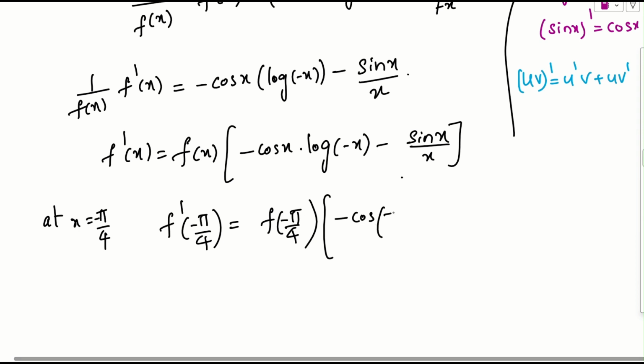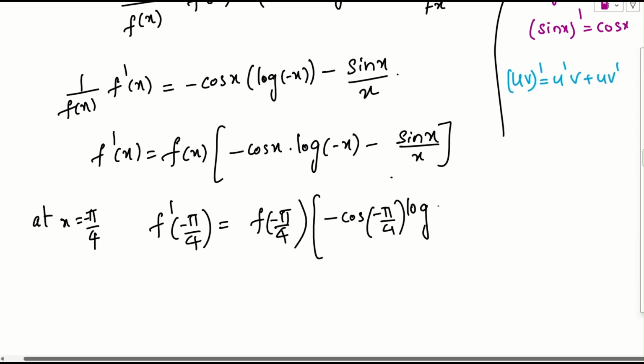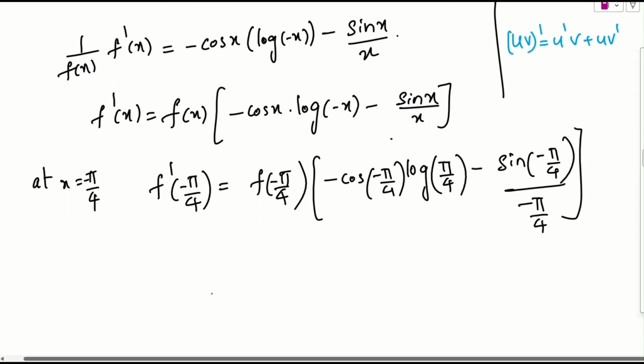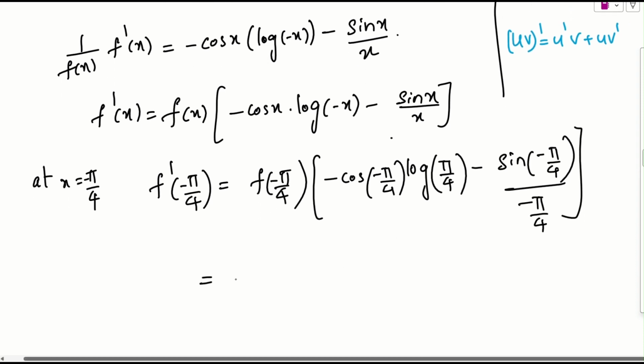This is cos of minus pi by 4 times log of minus minus plus, so this will be plus pi by 4. Is it okay? Minus. This is sine of minus pi by 4. Denominator will be what? Minus pi by 4. Is it okay? Yes. So this is nothing but what is f of minus pi by 4?